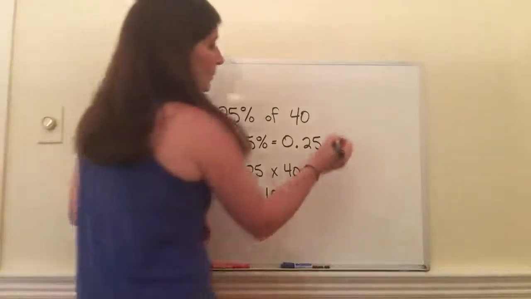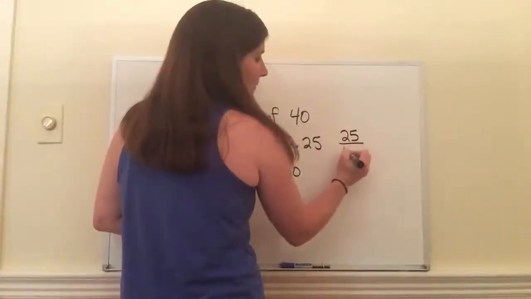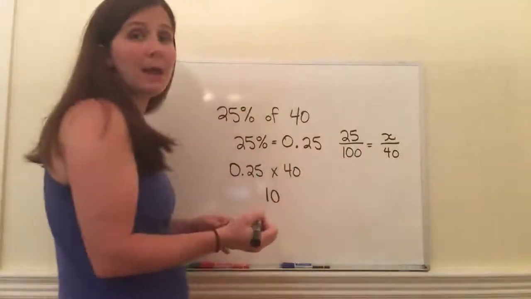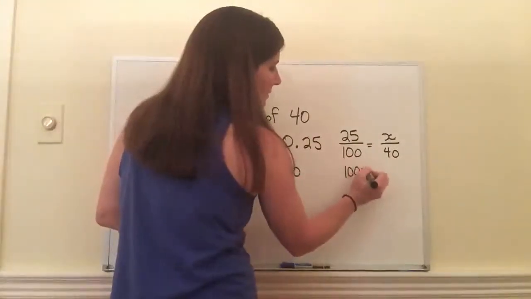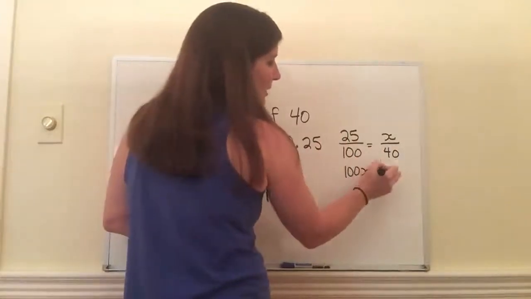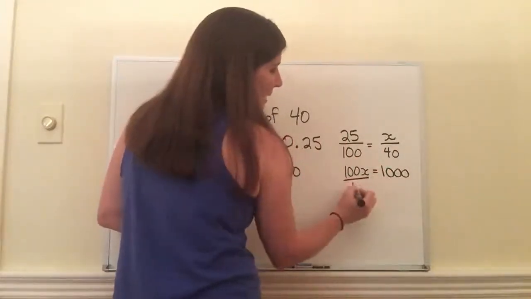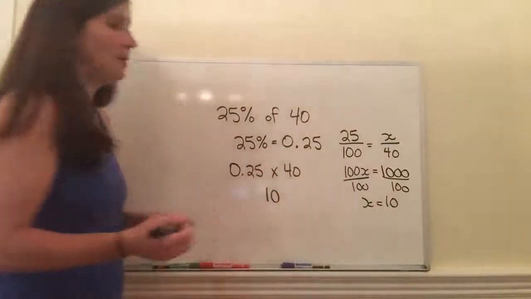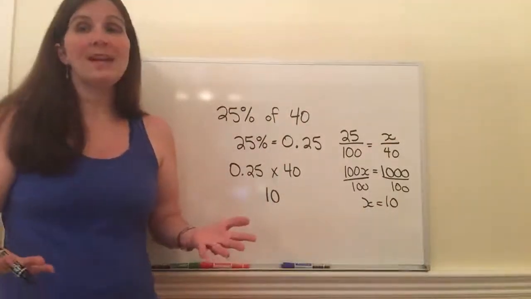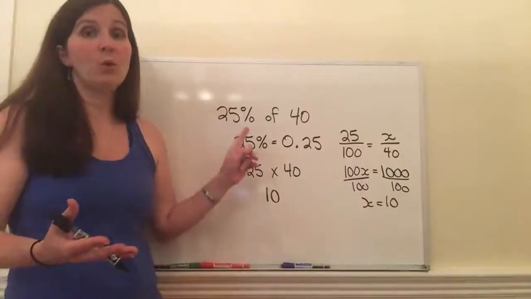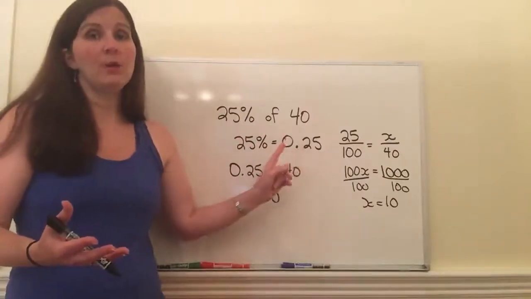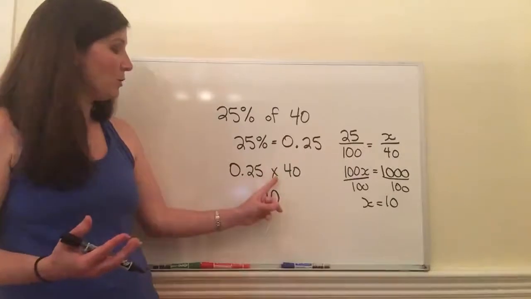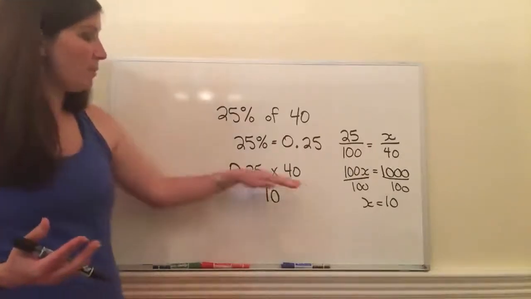And if you remember, when we did proportions, we did 25 over 100 equals x over 40. When we cross multiplied, we said 100x equals 25 times 40 is 1,000. Then we divided both sides by 100, and x was equal to 10. So it doesn't matter which method I use as long as I'm using it correctly. So if we have 25% of 40, you can change that percent into a decimal and then use that decimal in your calculator to multiply times the original. So 25% of 40 is 10.